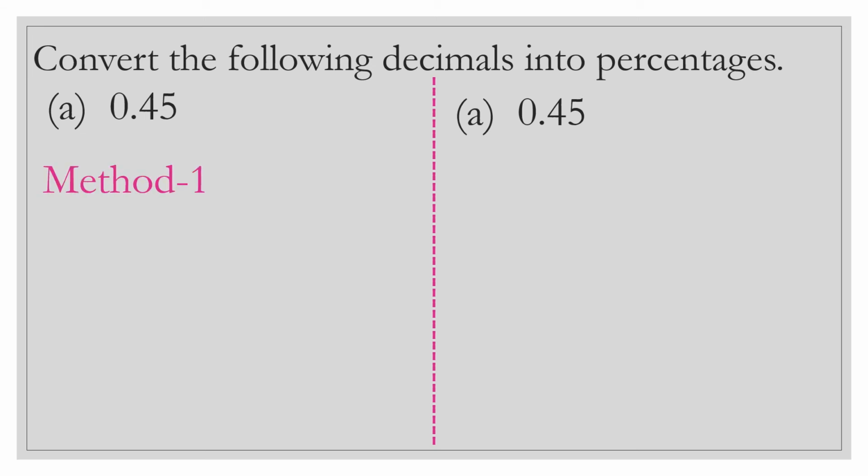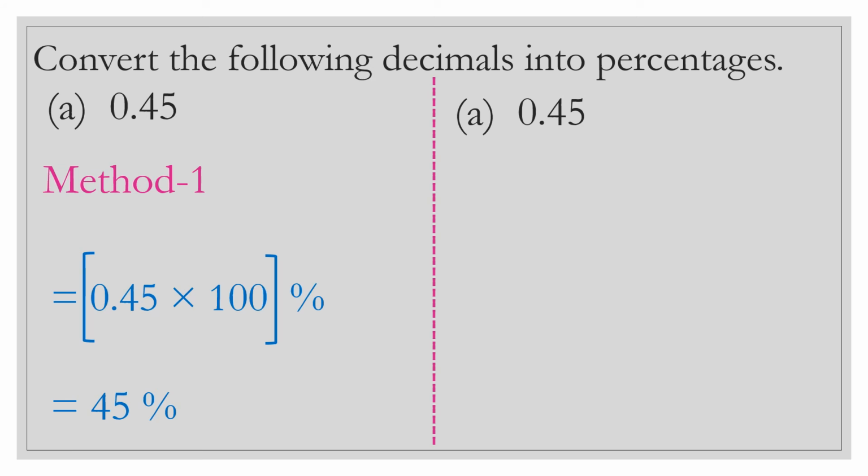First method, multiply the decimal by 100 and put the percentage symbol. That means write 0.45 multiplied by 100 in bracket and put the percentage symbol after bracket. And we know that if we multiply any decimal number by 100, decimal point shifts 2 places to the right. So the answer is 45%.